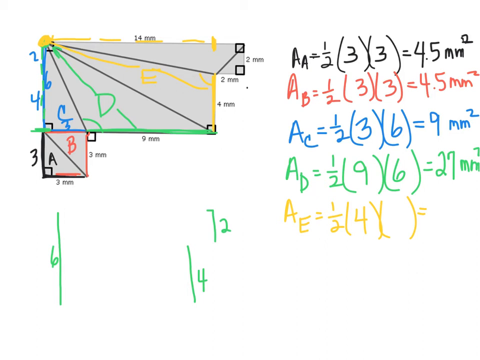Okay, so how long is that? Because the whole thing is 14. It's 12 because this little section right here is 2, so it's 14 minus 2, so it's 12. All right, so we've got the numbers for that triangle, and we have 1/2 times 4 is 2. 2 times 12 is 24 millimeters squared.